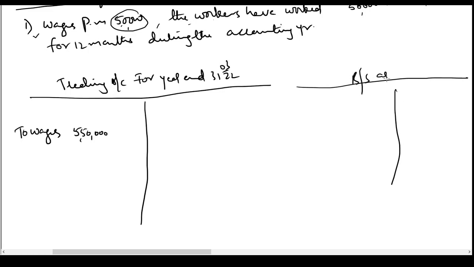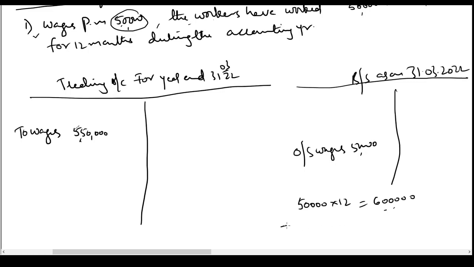Balance sheet as on 31st March 22. Outstanding wages already there 50,000. So this is what was given inside the trial balance. I have taken it straight away to the trading account and also in the balance sheet. But now, as per the additional information, the total wages are 50,000 per month into 12, 6 lakhs. But how much has been recorded as an expense already in the books? Expense recorded 5,50,000 only. That means remaining 50,000 has to be now recorded as an expense.